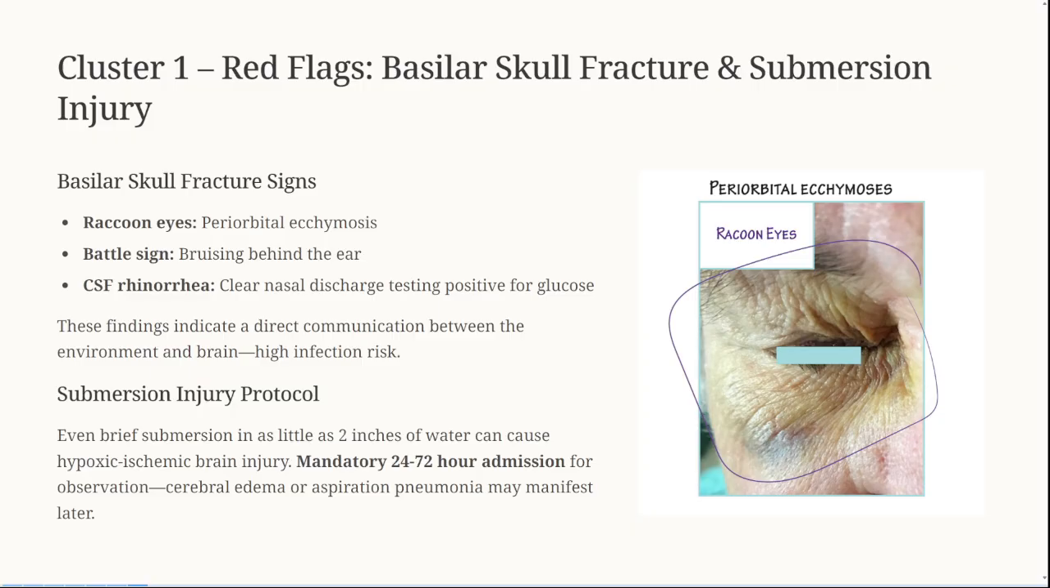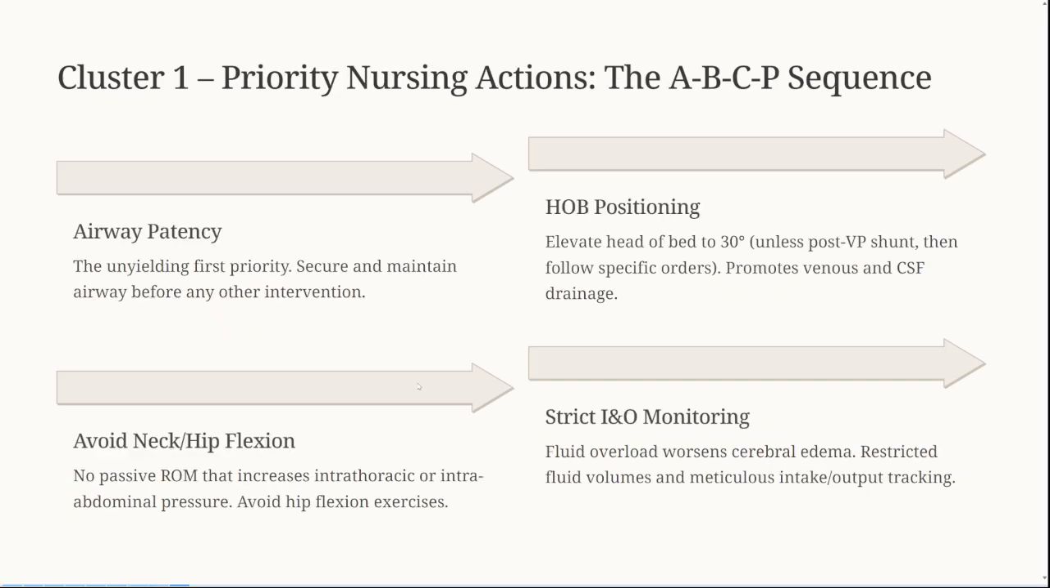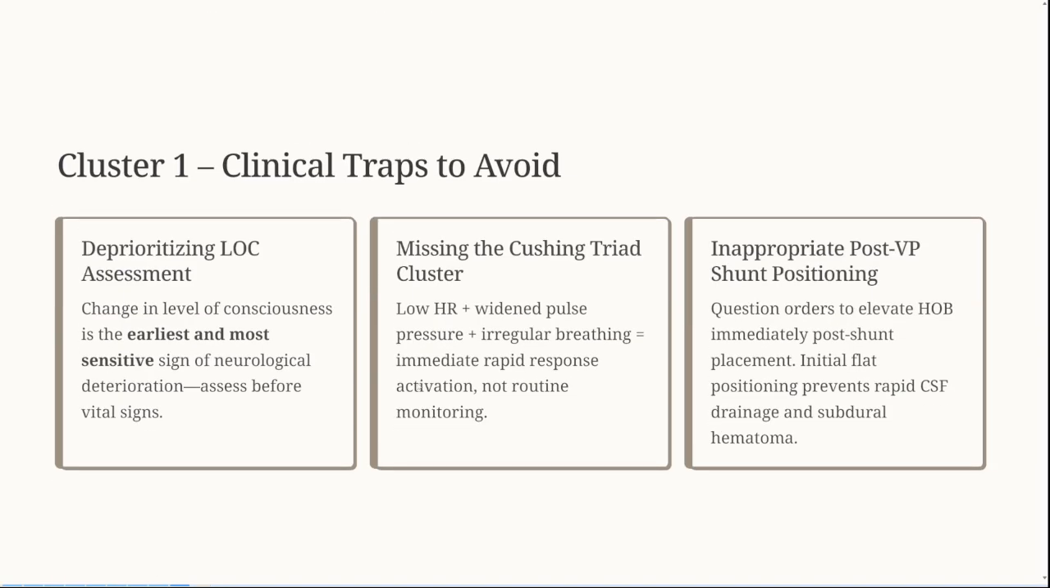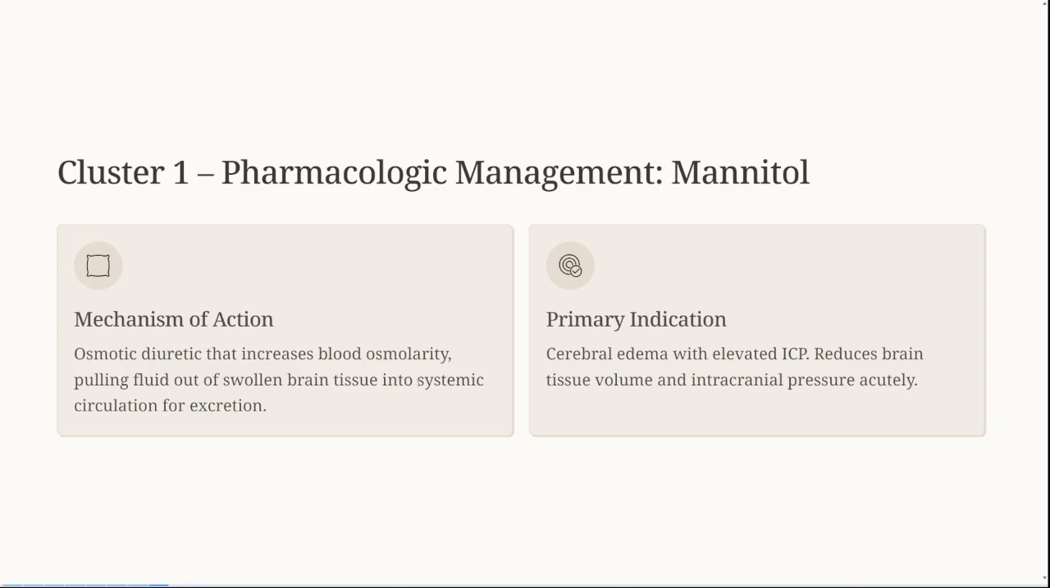Got it. Okay, let's move to pharmacological and non-pharmacological management. So when ICP is high from cerebral edema, what's our go-to? The primary pharmacologic intervention is mannitol. It's an osmotic diuretic. It works by increasing the osmolarity of the blood, which then pulls fluid out of that swollen brain tissue and into the systemic circulation so it can be excreted. And for non-pharmacological interventions? The sequence is always airway. Airway patency is the unyielding priority.